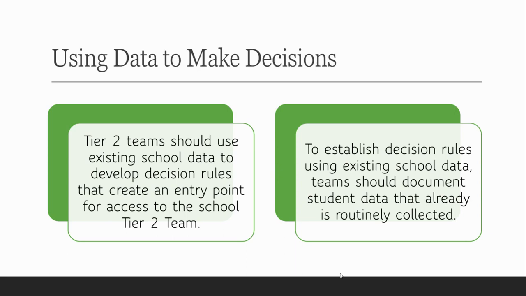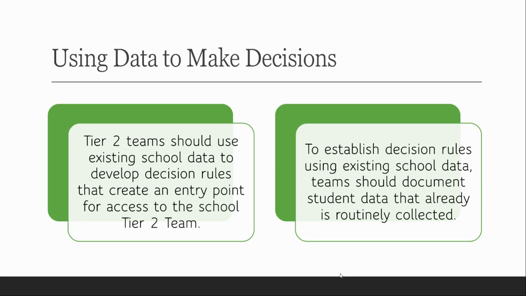A school team may decide that once any student has received a certain number of office discipline referrals, this is automatically going to trigger that team to schedule a review of that student's academic and discipline data and any other relevant data that's going to be helpful to identify if that student needs tier two interventions and supports.